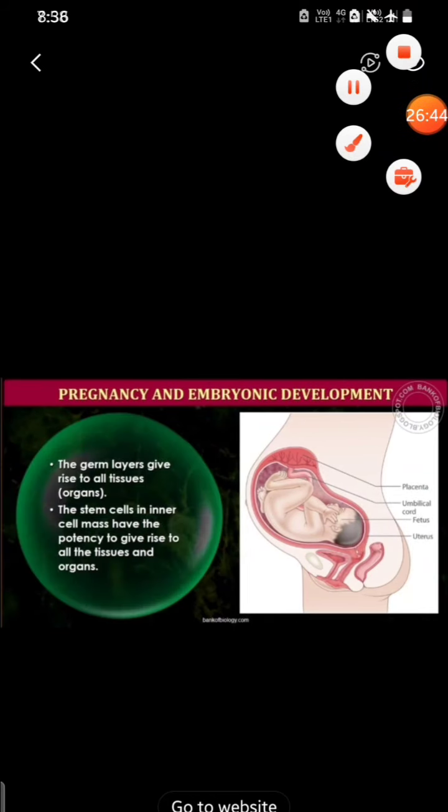That is the reason the father or the male is responsible for determination of the sex of the baby. Whether it is a baby boy or a girl, that is determined by the male.